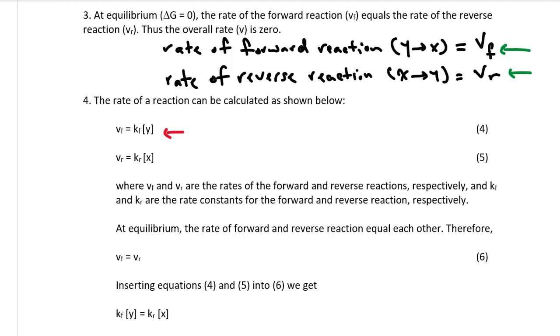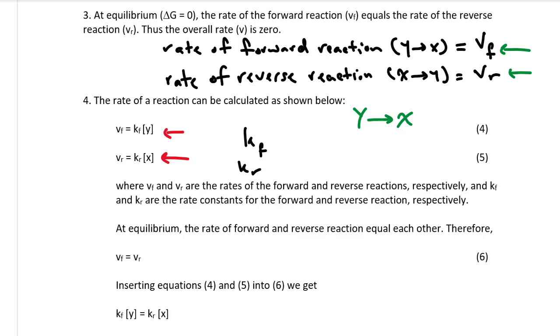So just a reminder that our reaction was Y goes to X. So Y is the reactant here. And V reverse is little kr times the concentration of the product, in this case X. Now the Kr and Kf, they're the rate constants for this reaction. Kf is the rate constant for the forward reaction, Kr is the rate constant for the reverse reaction.